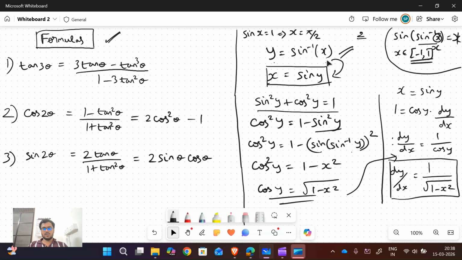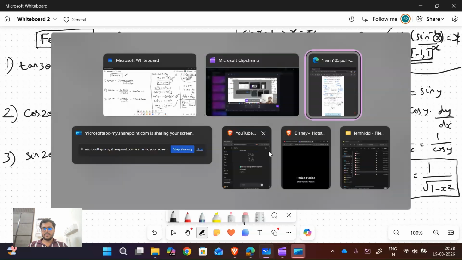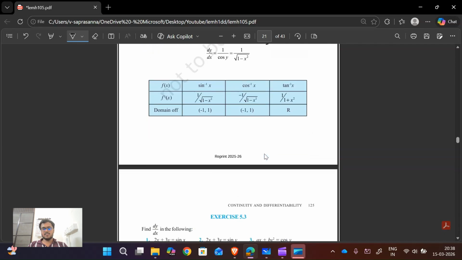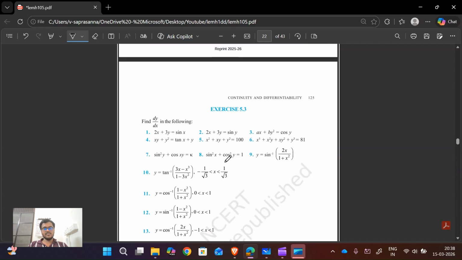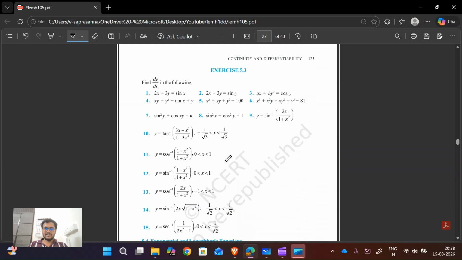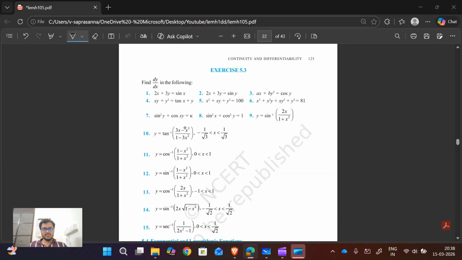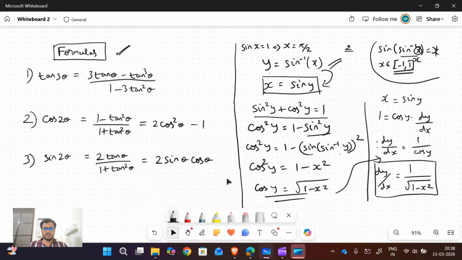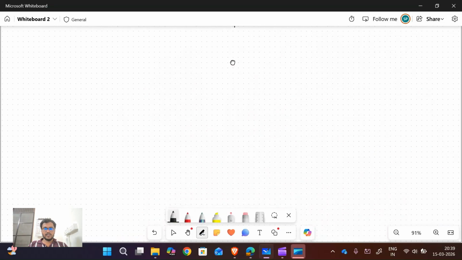Similarly, you can find for cos inverse x and tan inverse x also. Okay. I think that's all. There's no concept in this exercise itself. We'll directly solve problems. Okay. These first 8 questions are very easy. I'll just solve some 4 of them if you want. Okay. So we'll take the first question.